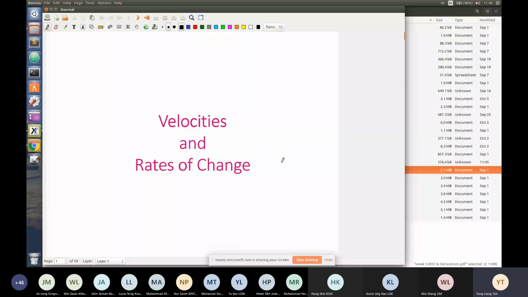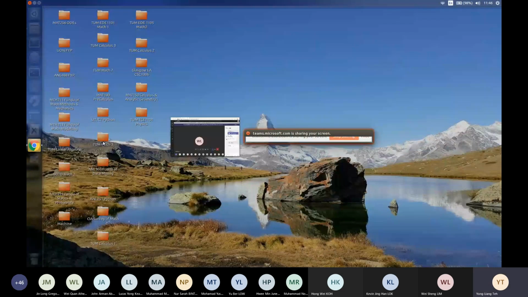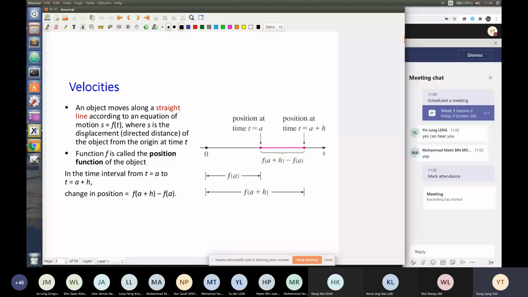So now we look at the concept of velocities and rate of change, which is a direct application of the limit definition of the derivative, right, that we have gone through. So let's see. Let me get back my chat box. So if you have learned kinematics, you might have gone through this before, right? What is actually a velocity? So the velocity is defined as the rate of change of displacement, okay? Rate of change of displacement.